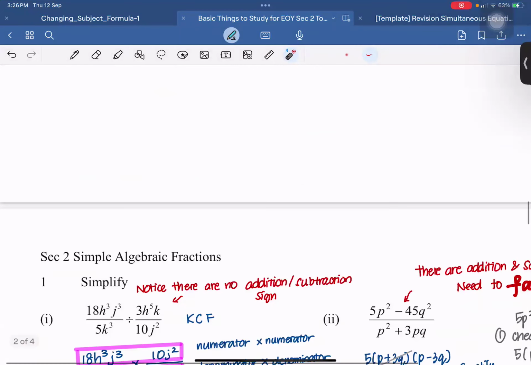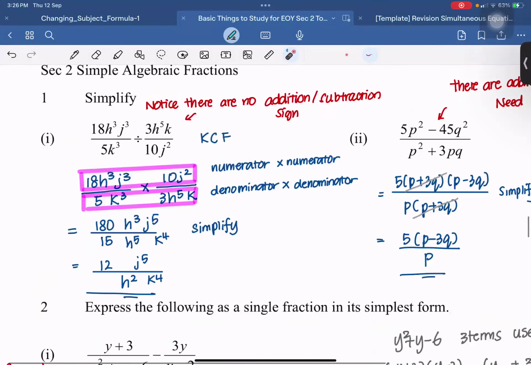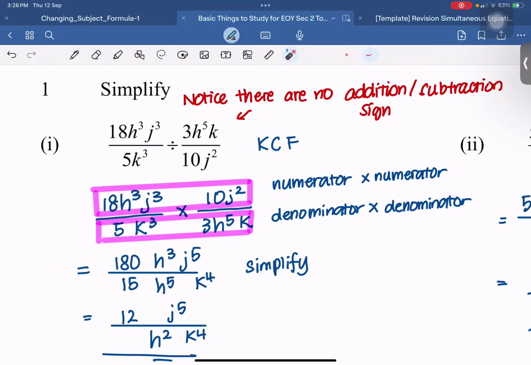Next part, this one, fractions. I must just highlight a few very important things. First, I was marking some of your papers, and some of you start to cancel. When it's still at the division stage, you cannot cancel anything. Some of you also try to multiply by 10j squared to make the denominator the same. No, you only make the denominator the same when it's addition or subtraction.